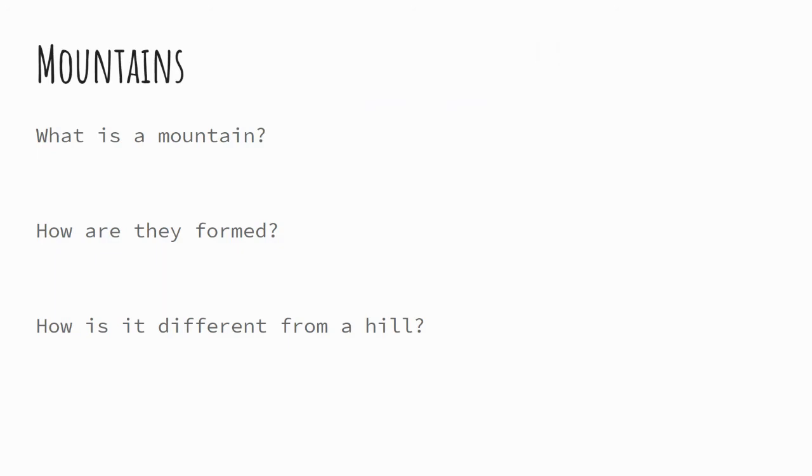So that was a brief introduction to rivers. Now we're going to move on to look at mountains. So, three questions for you to consider, either on your own or, if you are working with someone at home, you could stop the video now and have a discussion about these. What is a mountain? How are they formed? And how is it different from a hill? You can pause the video now.